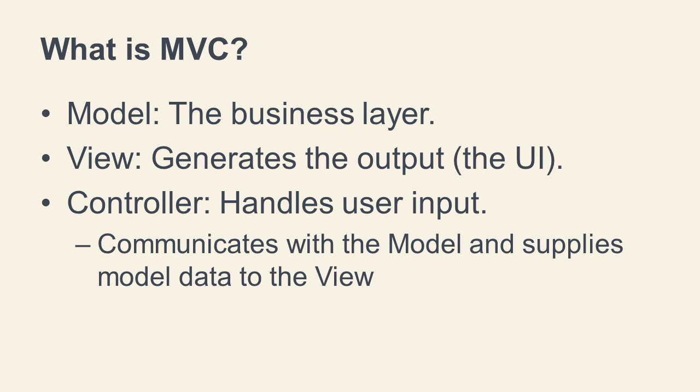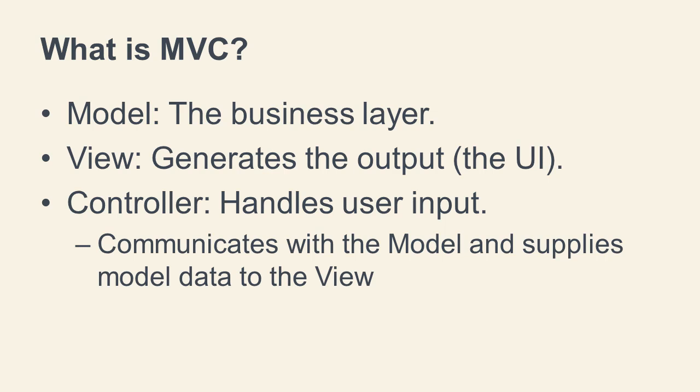The model is generally the business layer, so it is responsible for knowing how to access the data that will eventually be displayed to the user. The view is essentially the user interface. It's responsible for taking the model data and generating the output that is displayed to the user. The controller is aptly named because it essentially controls the application.